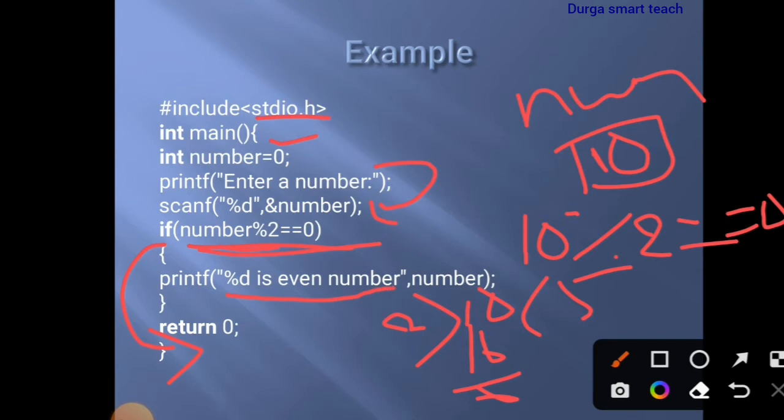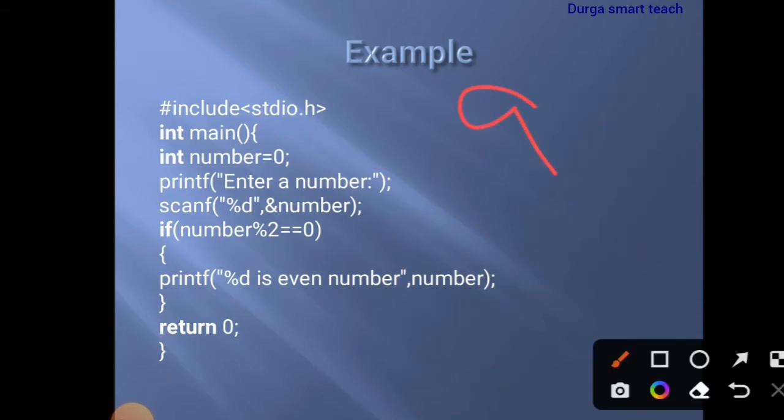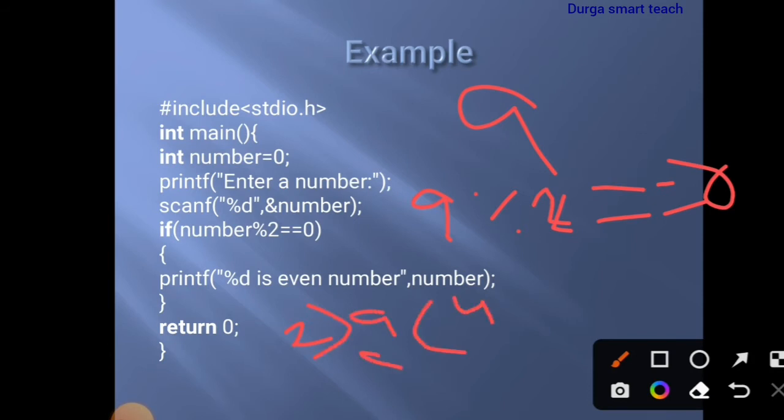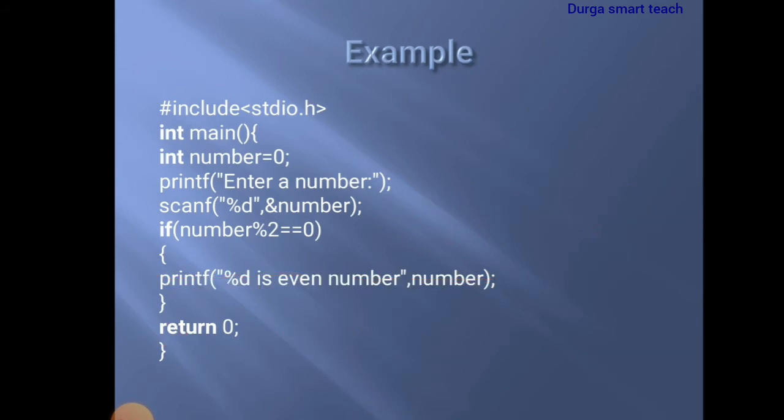Suppose the user gives the value 9. So 9 divided by 2 equals 0? 2 fours are 8, and then the remainder is 1. 1 equals 0 is not true, so these statements are not executed. It returns 0. So this is simple if.